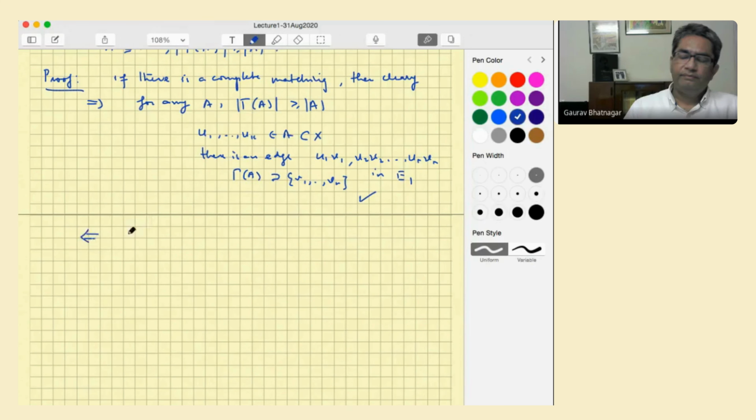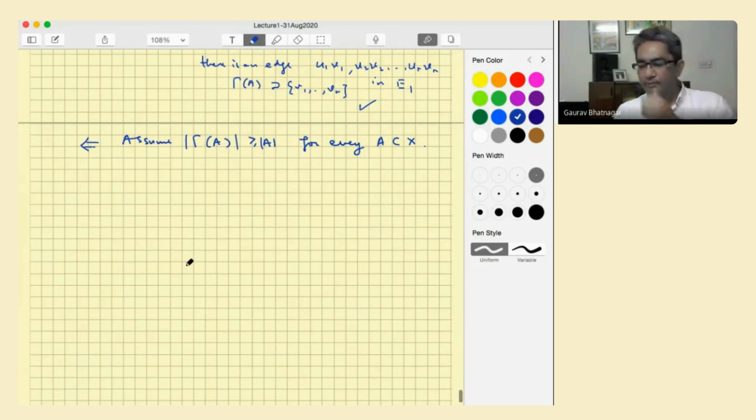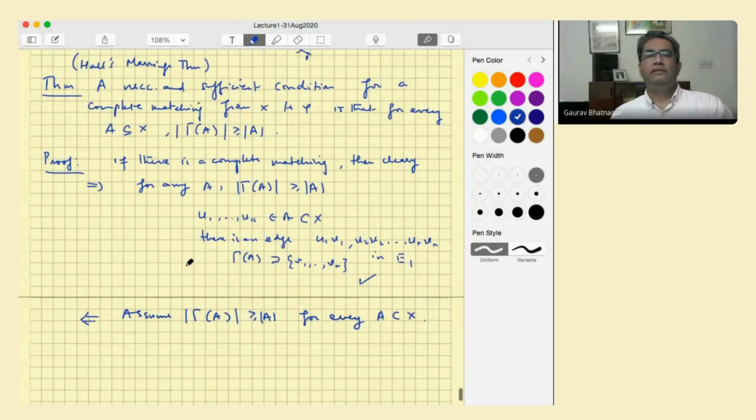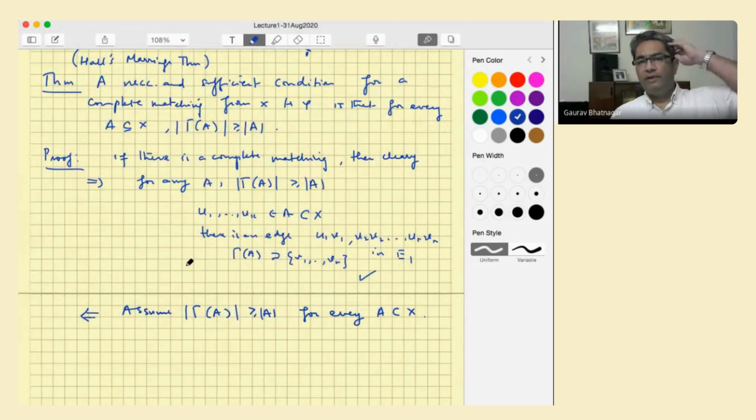Conversely, assume gamma of A is bigger than or equal to A for every A subset of X. This is the tough part. Any questions on the first part or on the statement of the theorem?